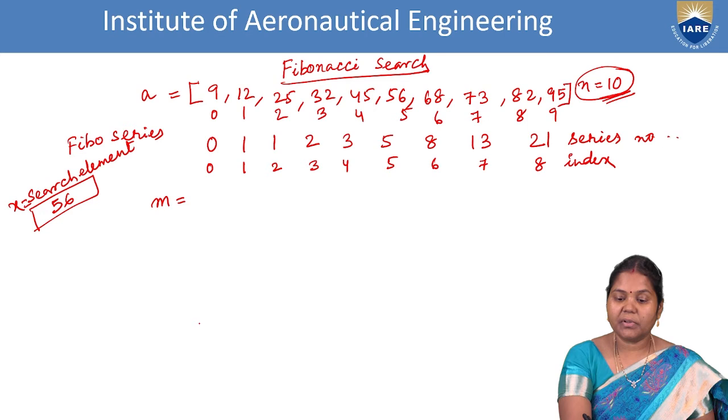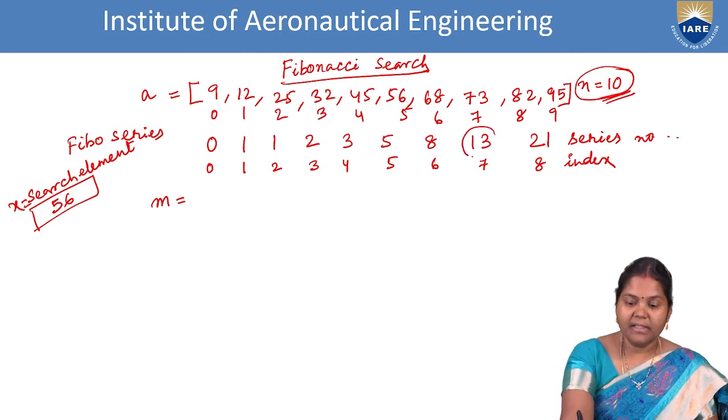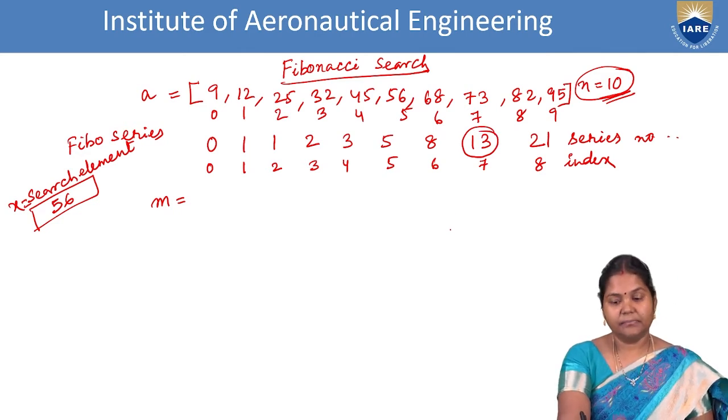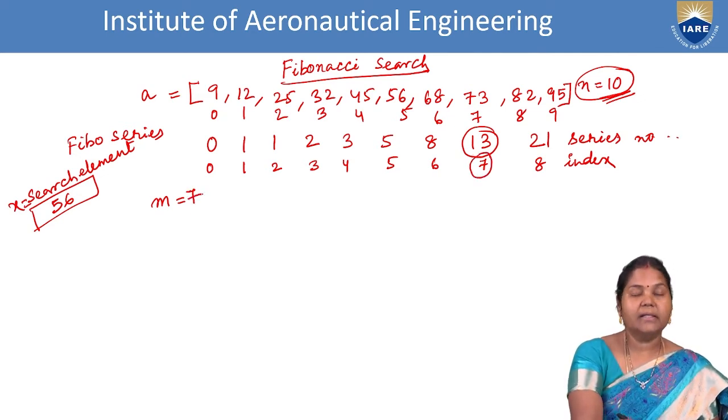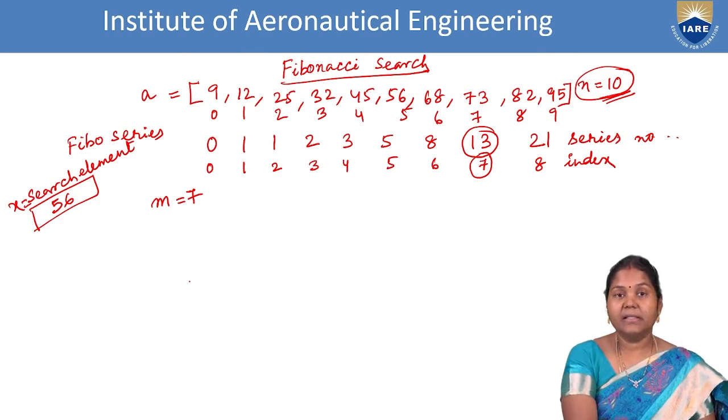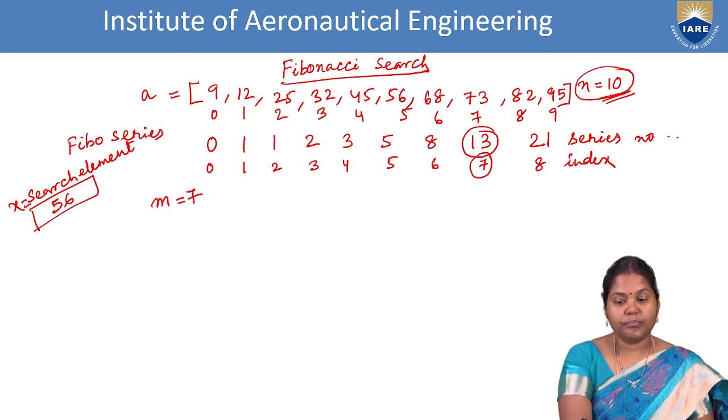So, how to start this process? For that, how many elements are there in the array? There are 10 elements. So, we have to check which is the nearest Fibonacci number for that. The nearest Fibonacci series number is 13 and its index is 7. So, m is nothing but 7, which is the nearest Fibonacci series index number. The number of elements is 10, the index is 7, and 13 is nearer to 10. So, index number 7 we have taken.